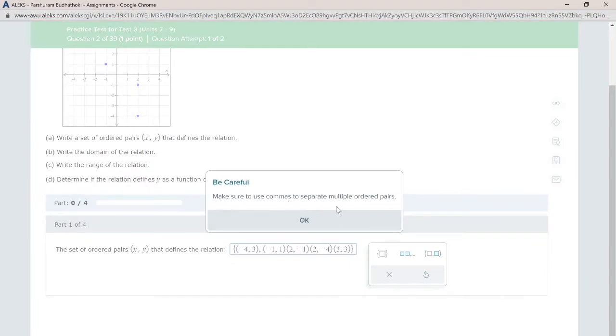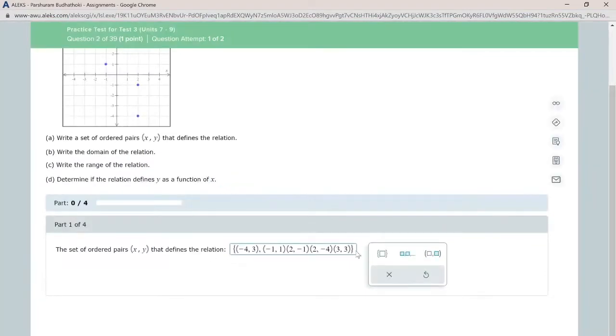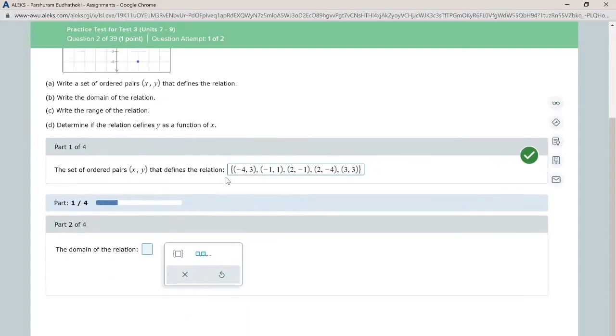Make sure to use comma to separate the multiple ordered pairs. So make sure that you use the comma. I missed that one. So here is the comma, here is the comma, and here is the comma we need to use. And that's the right one.